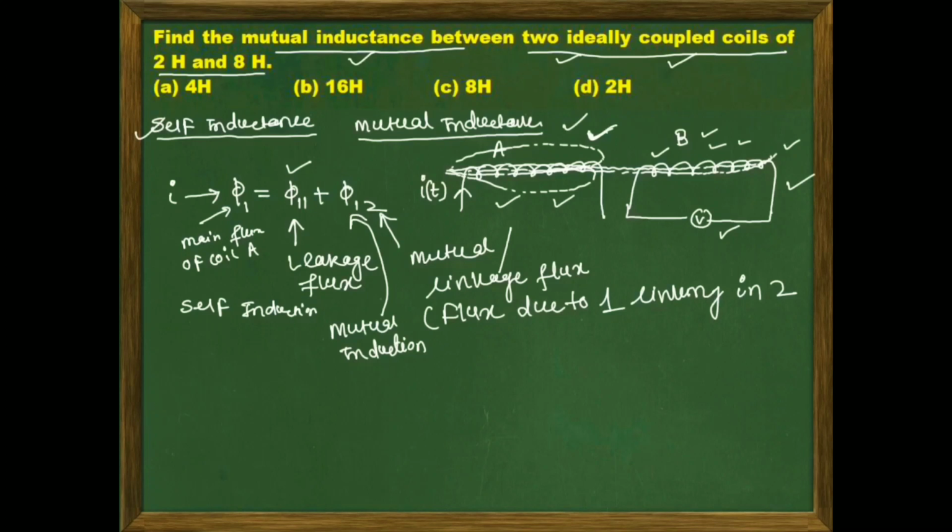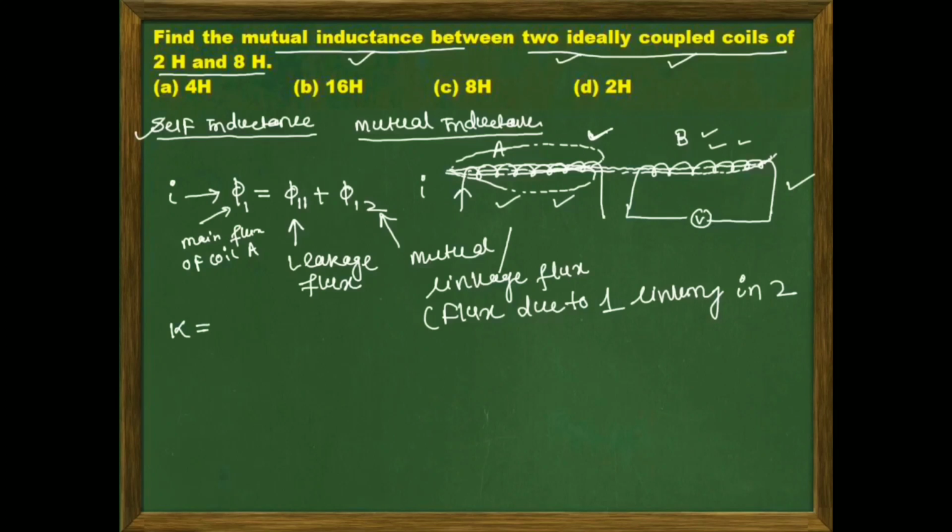Now let's know another term. Let me wipe this. Now there is a term associated in this, that is K. So what is K? K is the coefficient of coupling. Coefficient of coupling explains how well the two coils are coupled. It is equal to the linkage flux with respect to the total flux. Total flux is phi 1.